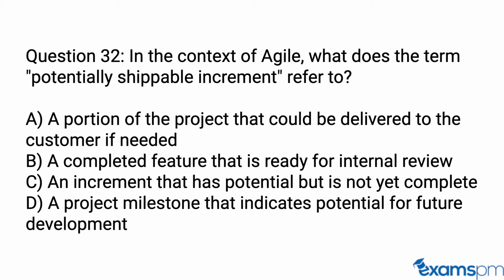Question 32. In the context of Agile, what does the term potentially shippable increment refer to? A, a portion of the project that could be delivered to the customer if needed. B, a completed feature that is ready for internal review. C, an increment that has potential but is not yet complete. D, a project milestone that indicates potential for future development.